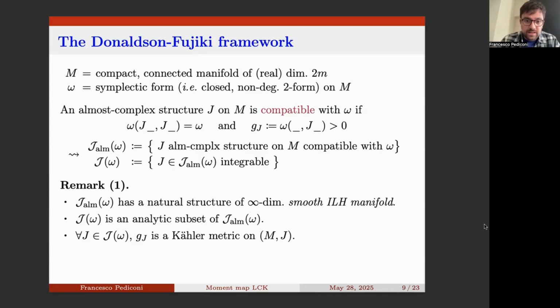On the other hand, the set of integrable complex structures, well, I don't know if it is possible to endow it with a smooth structure itself, but for sure it is an analytic subset, which is enough for our purposes. Here, the fact that it is an analytic subset is due to the fact that the integrability is completely encoded into the vanishing of the Nijenhuis tensor of J. Okay.